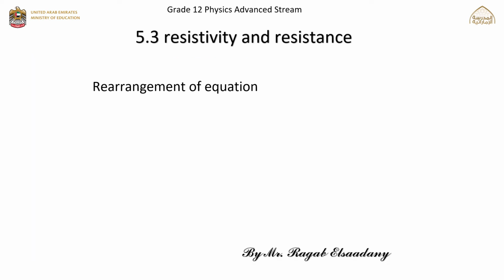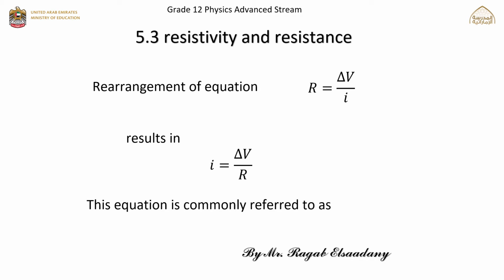Rearrangement of the equation R equals delta V divided by electric current I results in I equals delta V divided by R. This equation is commonly referred to as Ohm's law.